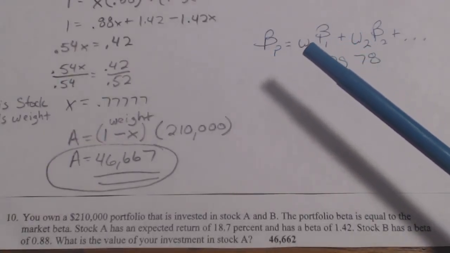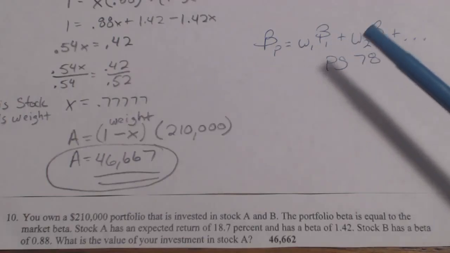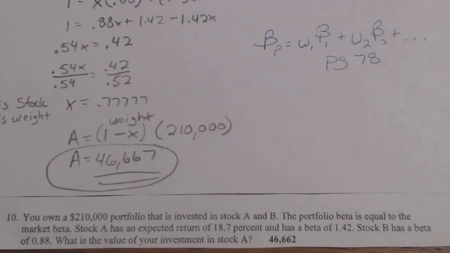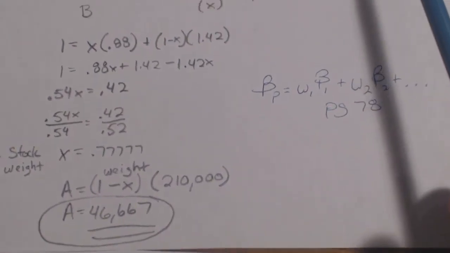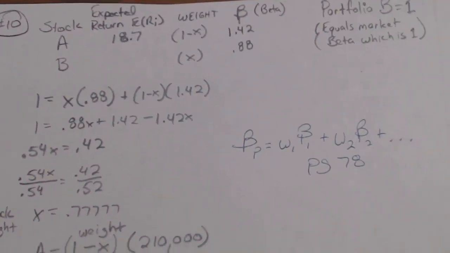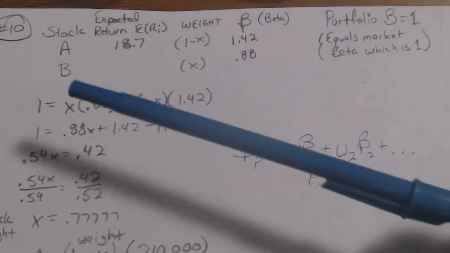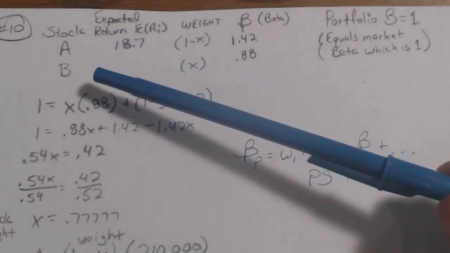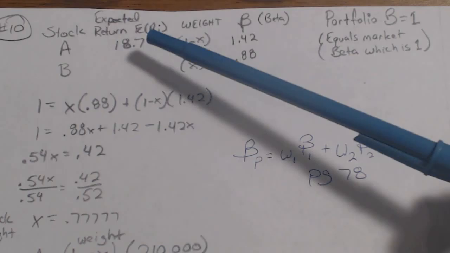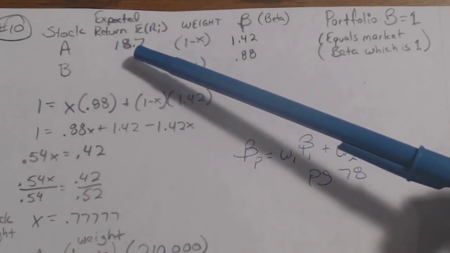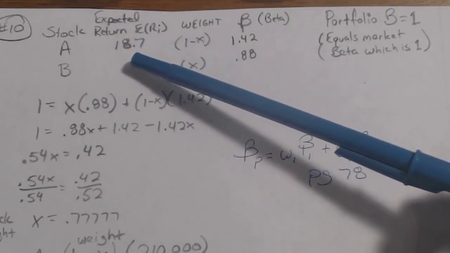They tell you what the beta is for these other two, so we'll go through and figure this out. You're going to have to use a little of your algebra from years back. I do a little chart like this: stock A, stock B, expected return. The expected return really doesn't figure into this problem at all. They only give it for A, but it doesn't matter.